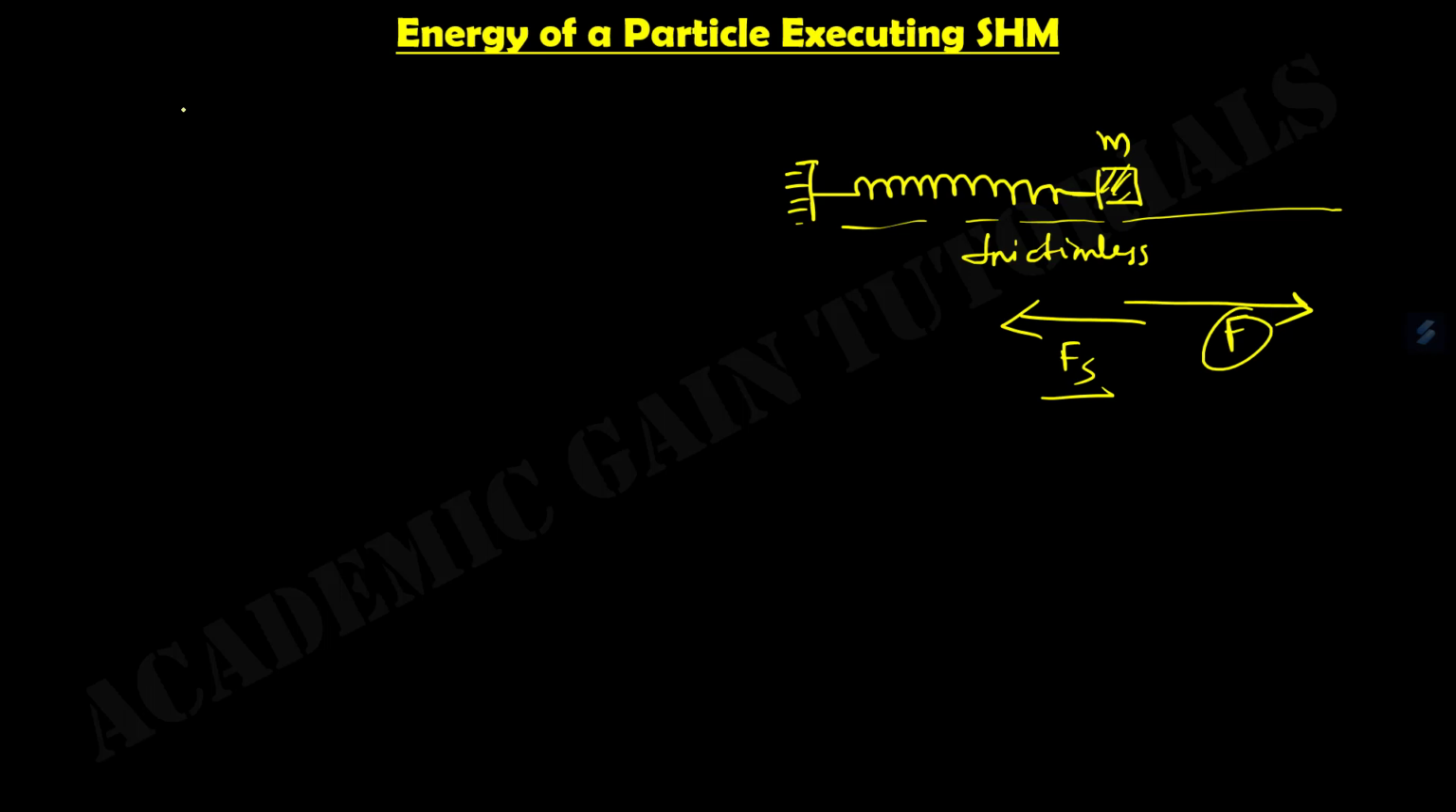And according to Hooke's law, this restoring force is equal to minus the displacement. Displacement means the distance when I pull this object from this mean point to another point. So I can write this as F of s equals minus kx. This k is the spring constant.